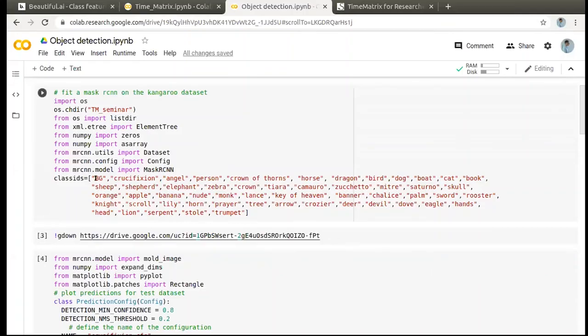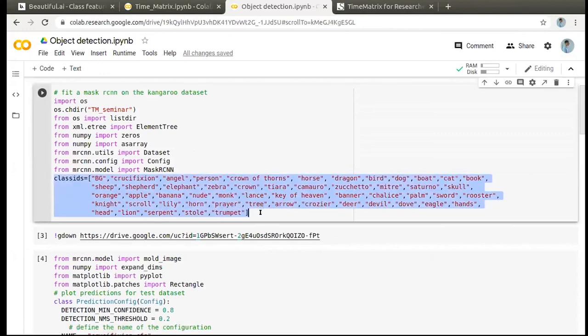So here you see the list of 53 classes which we decided to include in our model. Right now the model can detect these classes. Apart from the typical ones, such as person, apple, orange, or bird, we decided to include specific classes, and Kim already explained how we did it. Some classes indicate a kind of event, such as crucifixion. Some classes indicate the object exactly, such as angel, person, or horse. Some classes indicate the profession of the person, such as tiara, sujeto, mitre.